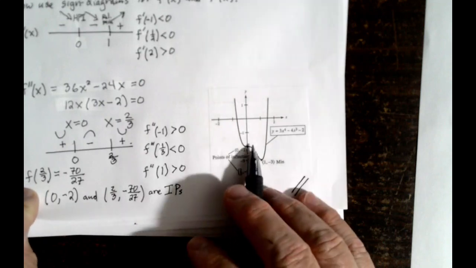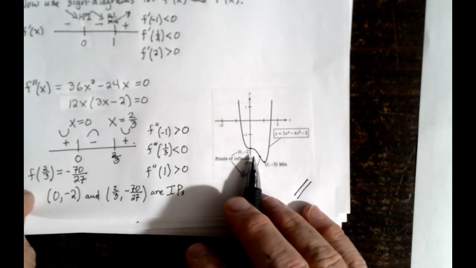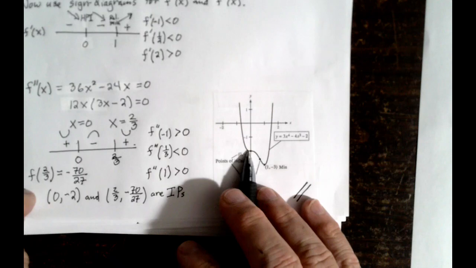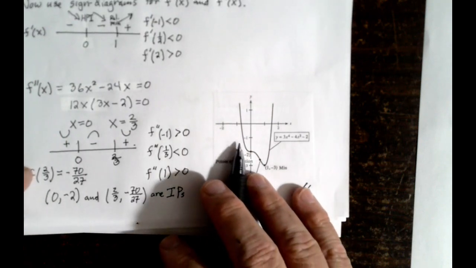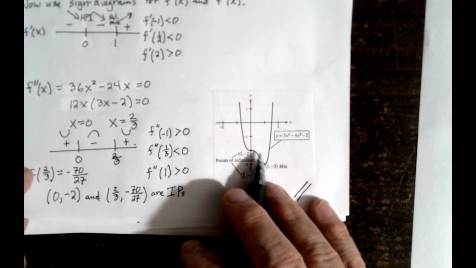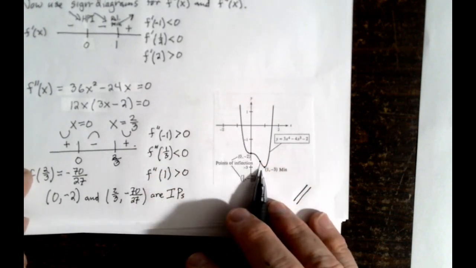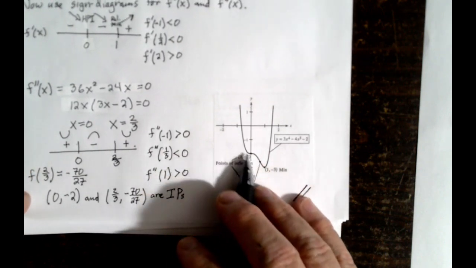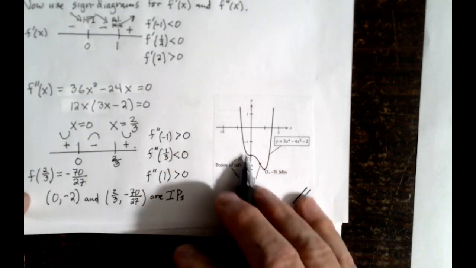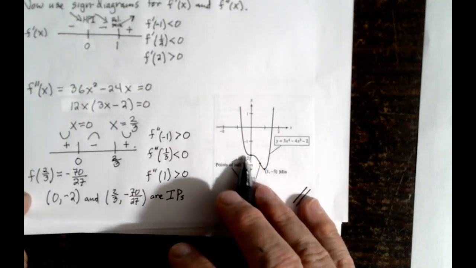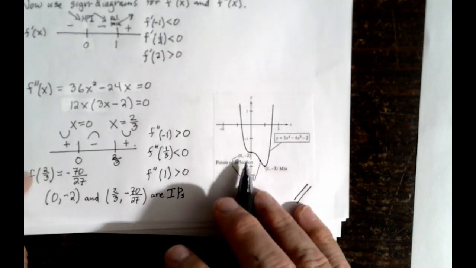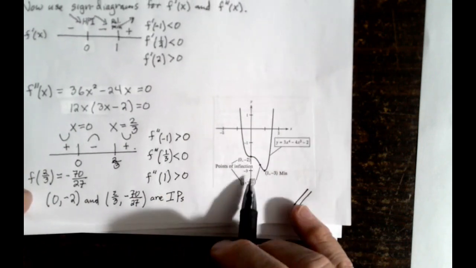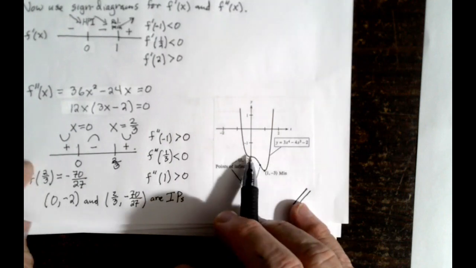So notice 0, 2 is a critical point. It's not a max or a min, but it is a horizontal point of inflection because it's decreasing and continues to decrease. But it's also a point of inflection. Concavity changes. Here it's positive, concave up, and then here it's concave down, and then here it's concave up again. So you get two different points of inflection. You got a relative min, you don't have a relative max, you have a horizontal point of inflection.